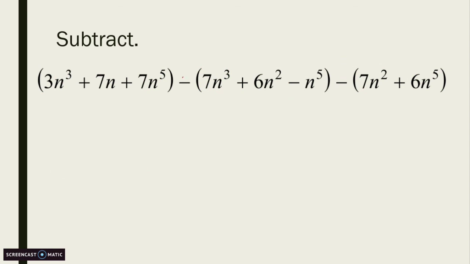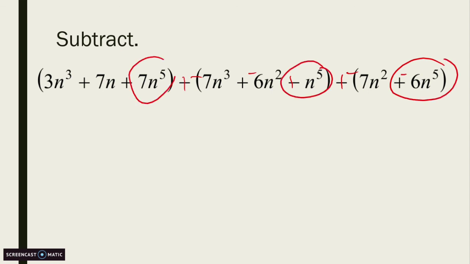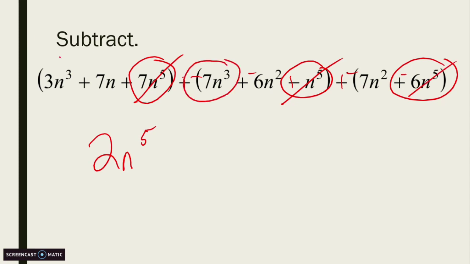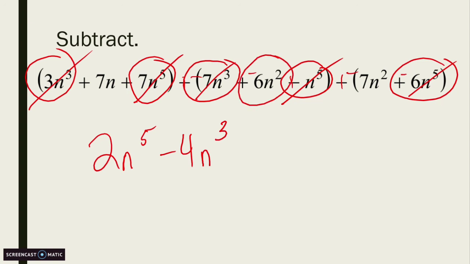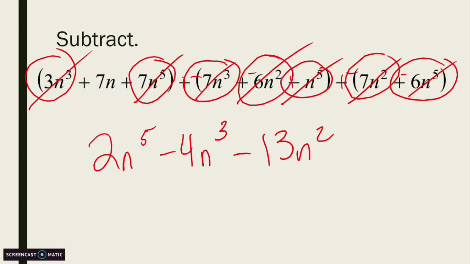Add the opposite because we have subtraction signs. Highest exponent appears to be to the 5th power. We have 7, 8, minus 6, 2n to the 5th. Next highest exponent is a 3. Negative 7 and 3 gives us negative 4n to the 3rd power. Looks like negative 13n squared. And 7n brings up the caboose.